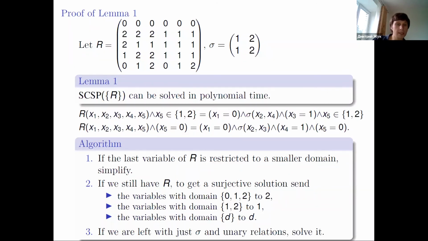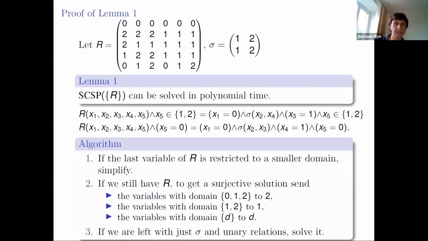If all R's disappeared, which means that we are left with just sigmas and unary relations, but sigmas and unary relations are simple. So then we can solve anything because this CSP is easy. We have a formula where we have just equalities and unary relations, and we need to check whether we have a surjective solution. Of course, we can do this in polynomial time. That's the algorithm.